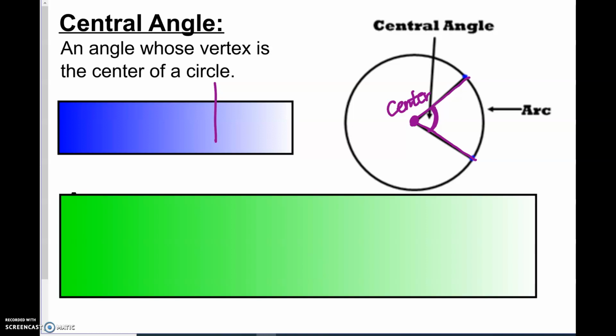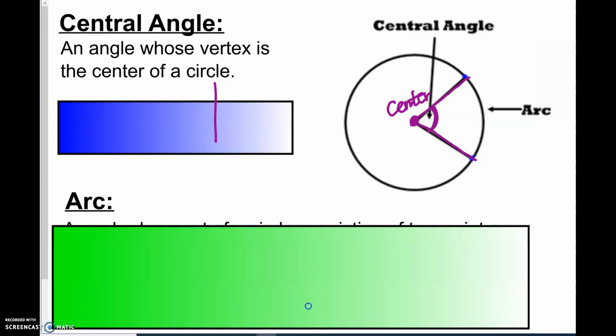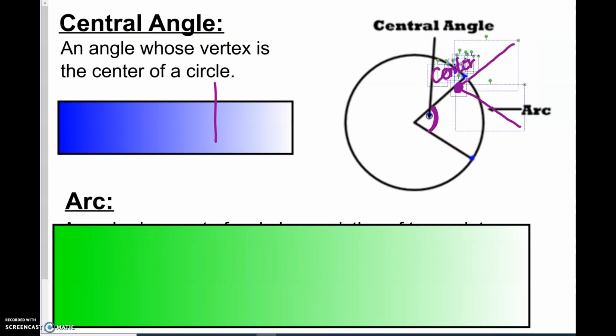The arc is considered to be any unbroken part of the circle consisting of 2 points called endpoints and all the points on the circle between them. So when we have this come out, and this come out, we have an endpoint and an endpoint on the circle, and then all of these points in between here form the arc. So we have a central angle and we have the arc.